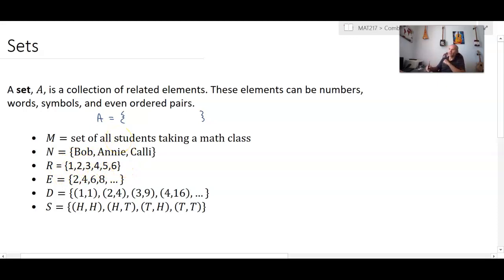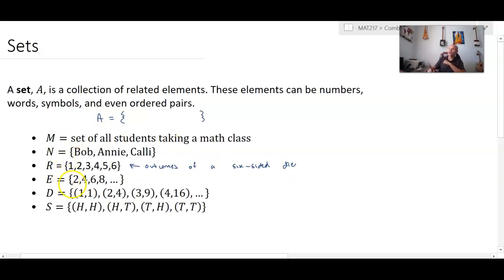Well, when I was thinking up this example, I was thinking of a 6-sided die, and these are simply the outcomes of a 6-sided die.